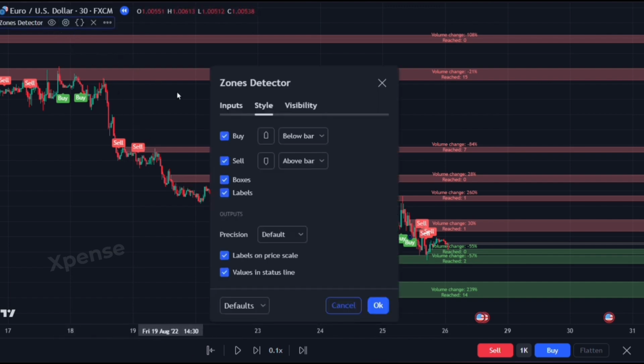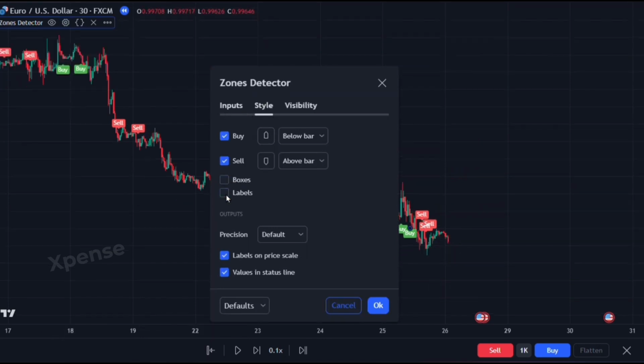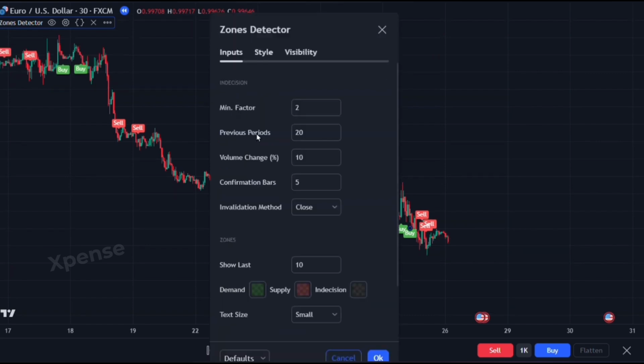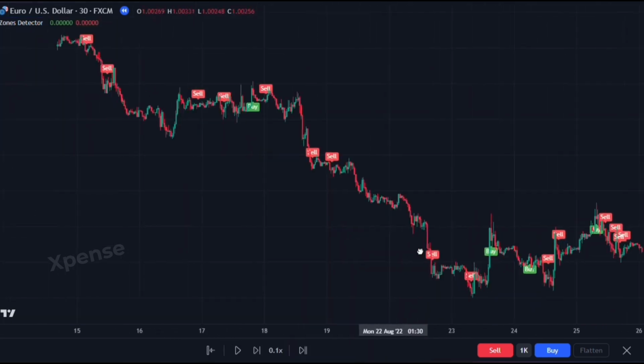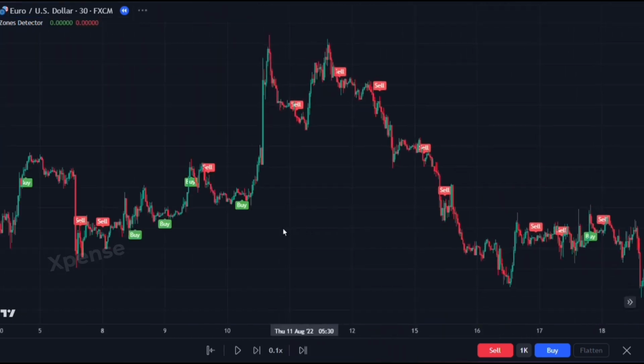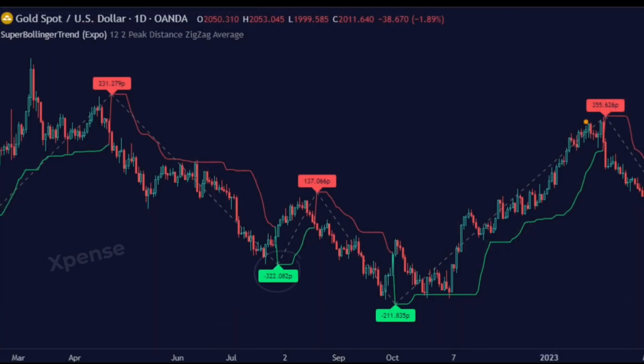Step 1. Adding the Zone Detector. The first indicator we're going to add is the Zone Detector by CA. This tool is great for spotting supply and demand zones in the market. However, for our strategy, we don't need these visual boxes. So here's what we're going to do. Open the indicator settings. Under the Style tab, disable the boxes and labels. In the Input tab, adjust the previous period to 49 and the volume change to 14. These settings will tailor the indicator to highlight key buy and sell signals we need for this strategy.